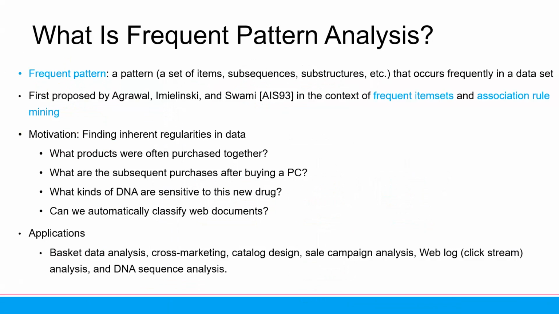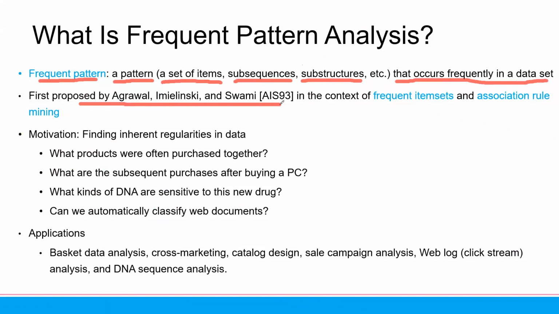What is frequent pattern analysis? They call it frequent pattern. Frequent pattern means a pattern. A pattern is a set of items, or it can be subsequences, or substructures, that occurs frequently in a data set. The idea was first proposed by those 3 guys in 1993. So it's a very old technique. And we will learn those 2, which are the frequent item set and the association rule.